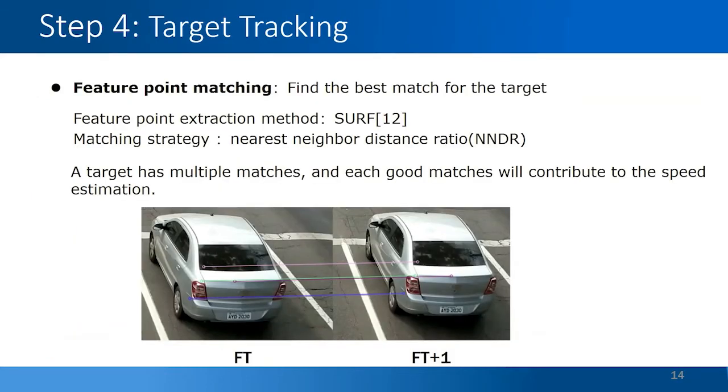Next, it is feature point matching. We use SURF, a common feature matching approach. SURF remains stable in translation and rotation. We use NNDR to get good match points. A target has many matches, and each good match will contribute to the speed estimation.